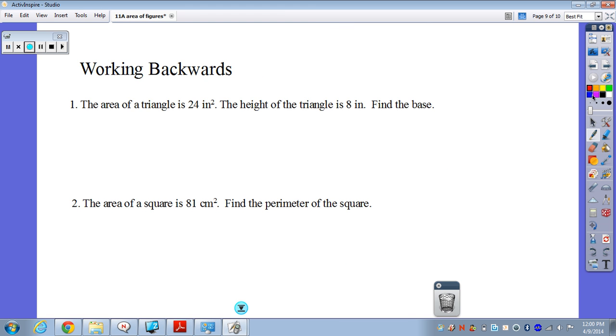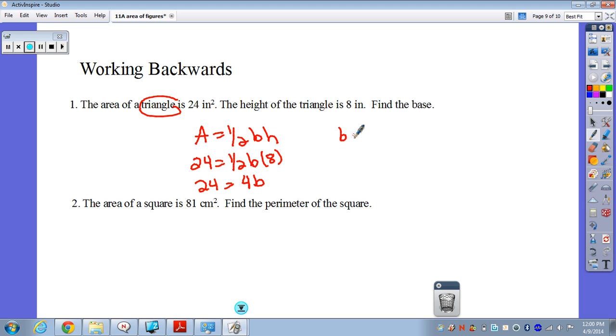So the last four problems, we're working backwards. We have the area of a triangle is 24. The height is 8. Find the base. So I'm going to write the formula, which is 1/2 base times height. I know the area, so I'm going to plug that in. 1/2, I'm trying to find the base, so I'm going to leave that as the base, and the height is 8. And then I'm going to multiply the 1/2 times the 8, because the order I multiply numbers doesn't matter. So I get 1/2 of 8, which is 4. And then to solve this, you divide by 4, and we get 6 inches.